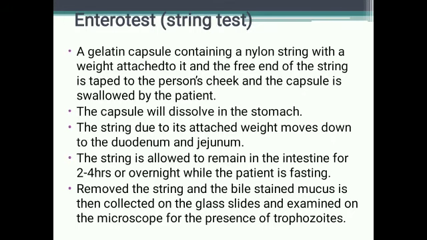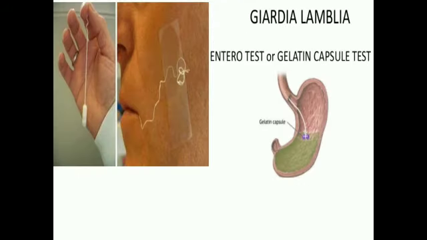Coming up next we have the entero test or string test, also known as the gelatin capsule test. This test is a useful method for obtaining a duodenal specimen. Here a gelatin capsule contains a nylon string with a weight attached to it, and the free end of the string is taped to the person's cheek, and the capsule is swallowed by the patient.